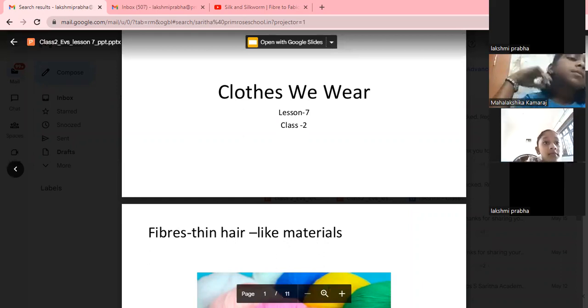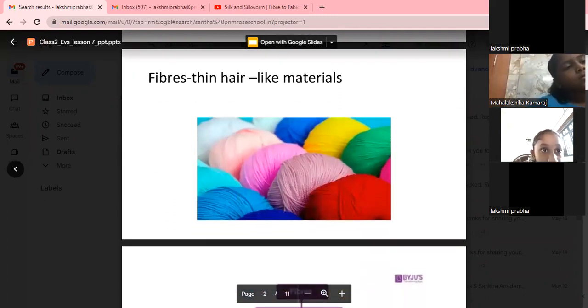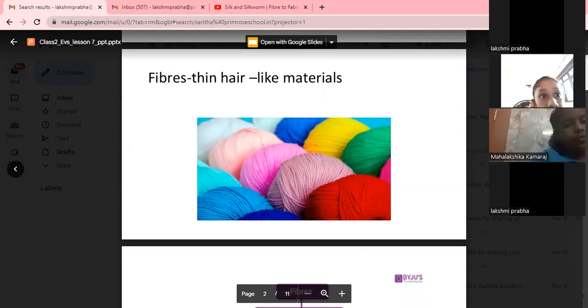So yesterday we'll just recall for 2 minutes and then we'll move on to the new topic, okay? So, clothes we wear. Yesterday we talked about these fibers. Do you remember? This is how we obtain different colors of fibers. Fibers, as we said yesterday, are thin hair-like materials that are used to make clothes. All of this we call fibers.